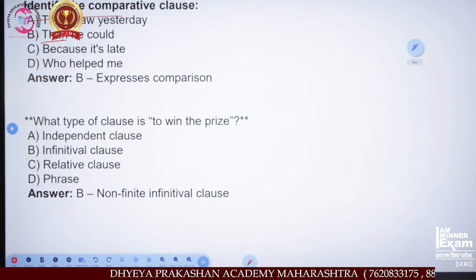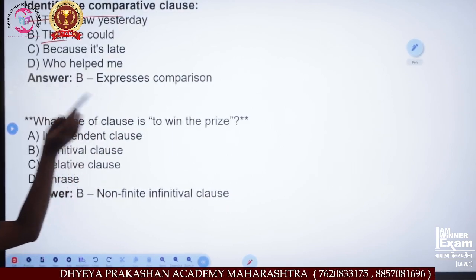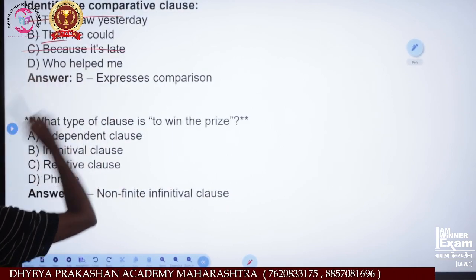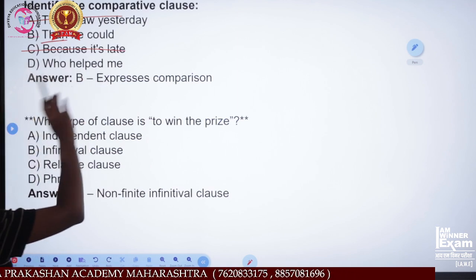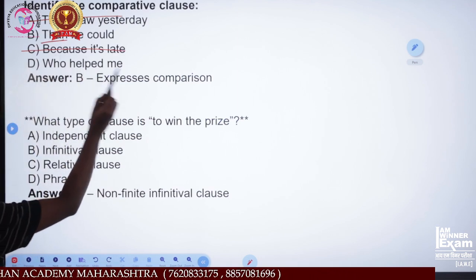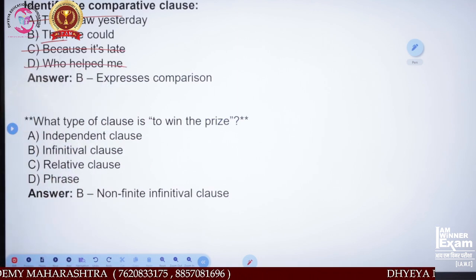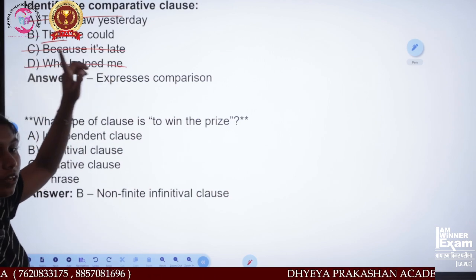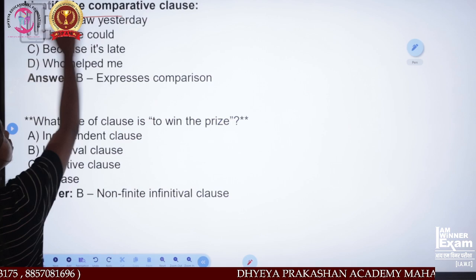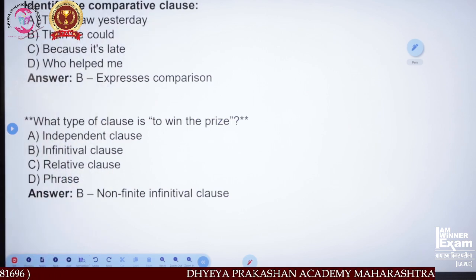Okay. Then next, "because it's late." Now, there is no comparison. It is a reason. Then "who helped me?" Now this is also not a comparison. So "than he could" is a type of comparison sentence. So option number B, "than he could," will be your correct option.